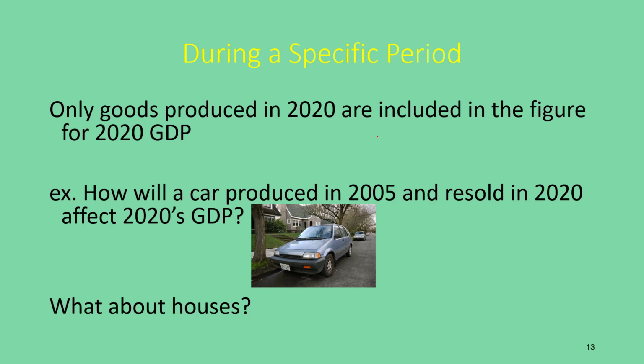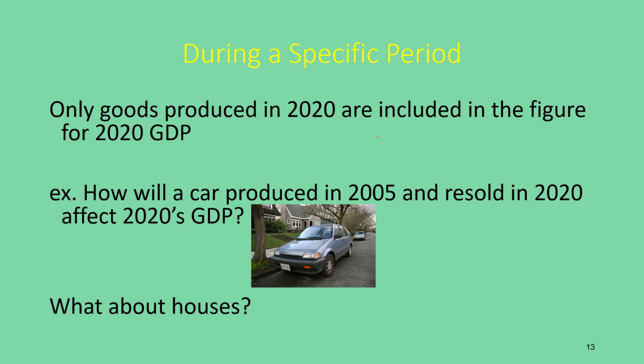Now, if you bought a house in 2005 and then you moved in 2020, but you kept that house and then rented it out to somebody and acted as their landlord, well, now that is a service that is being performed in 2020. So the rent that is being paid on that home in 2020 by the tenant would be included into 2020's GDP.